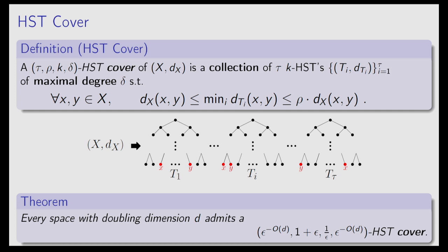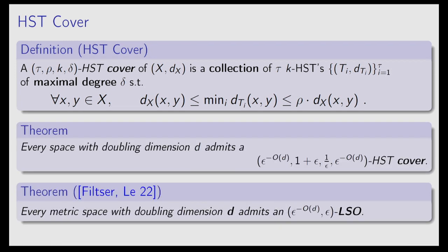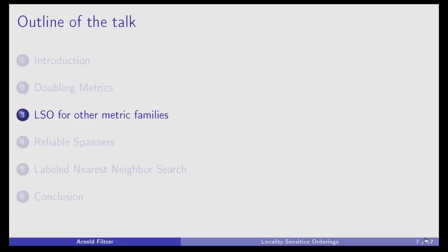Now given these HSTs, you just construct the LSO for each one of them using the claim that we proved, and all of them together give you this collection of LSOs. Because for every pair of points, they are satisfied by some HST, and in the LSO that you construct for this HST, the distance between them will be satisfied. I guess the magic happens here, but unfortunately, because of time, I will skip this somewhat technical proof and move to discuss some other aspects of this definition of the LSO.